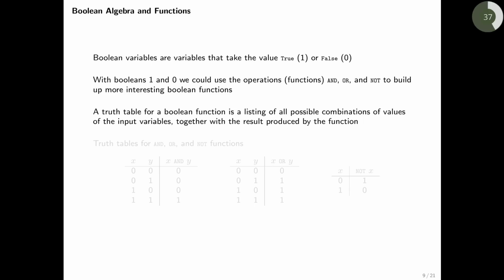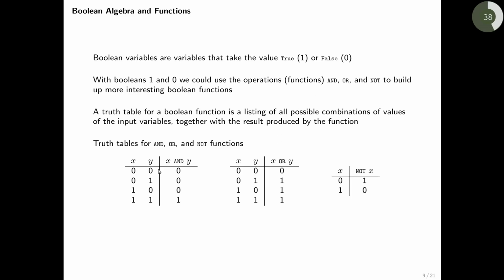Now, a truth table for a Boolean function is simply a listing of all possible combinations of values of the input variables along with the output that is produced by the function. Okay, so let's look at the truth tables for the basic Boolean functions AND, OR, and NOT.